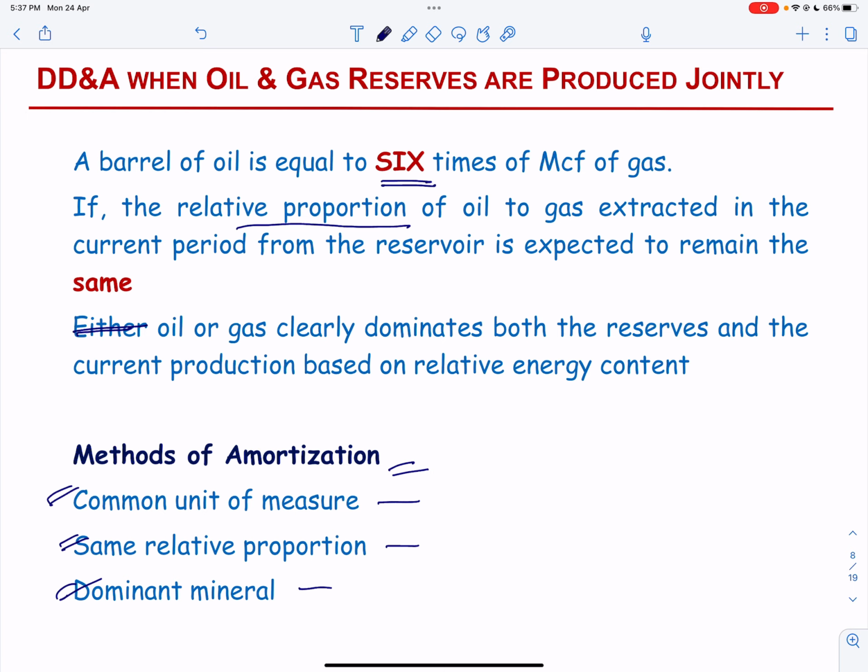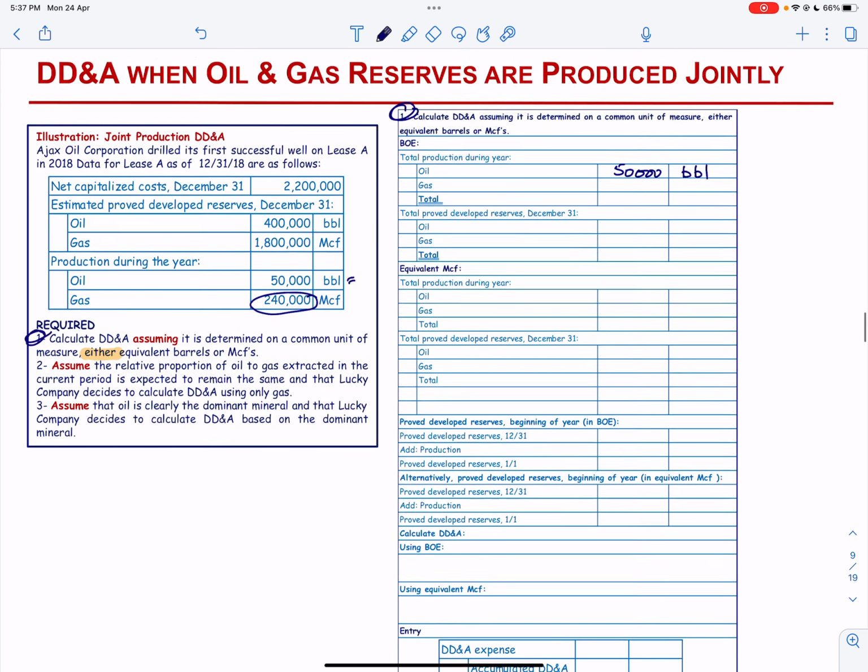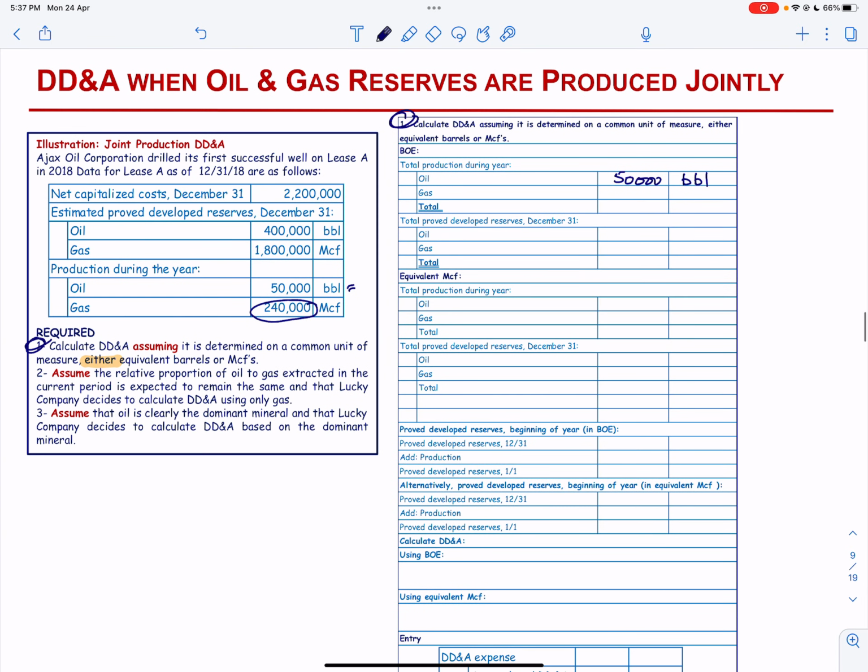A barrel of oil is equal to 6 times the metric cubic feet of gas. So this is going to be 240,000 divided by 6, that makes 40,000 barrels of oil equivalent, and the total is equal to 90,000.